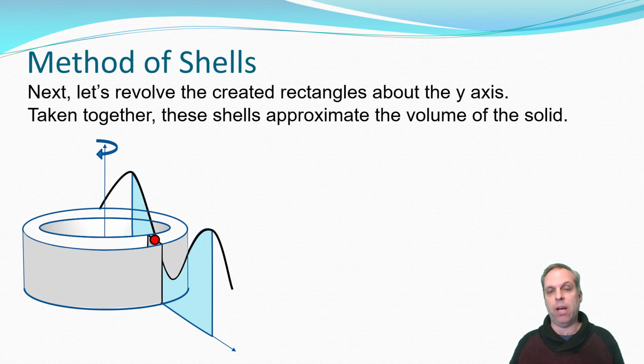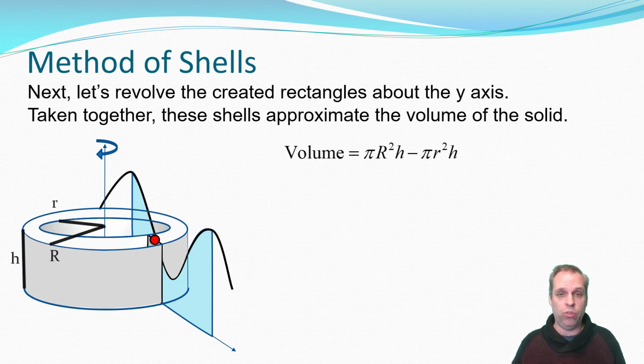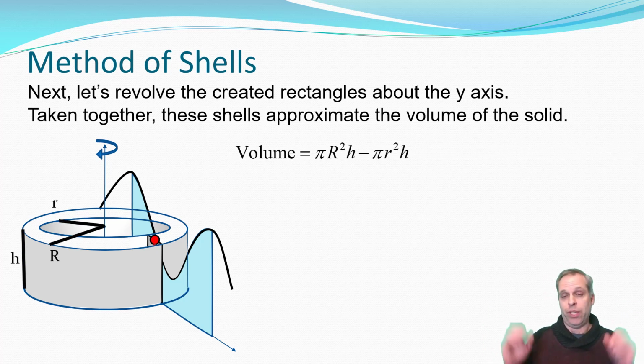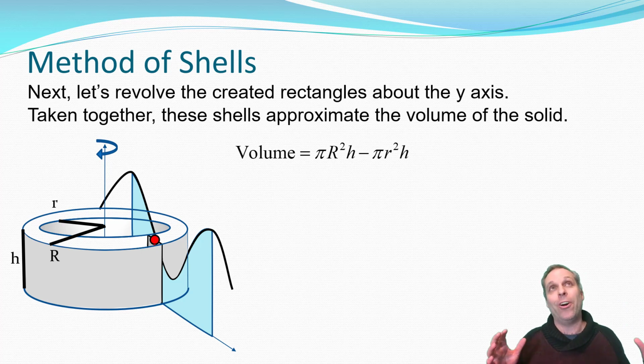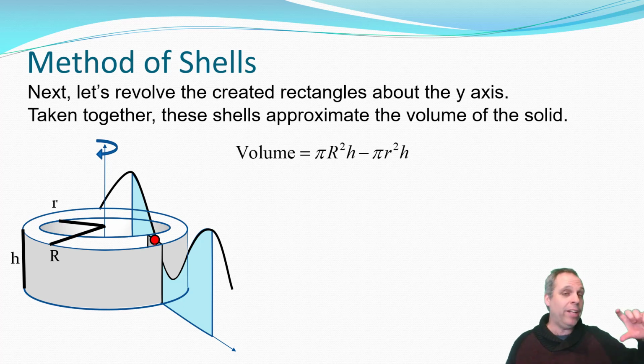But first, we need to figure out a way to find the volume of that shell. So it's just 2 cylinders where you take a larger radius and a smaller radius and then subtract those different volumes. The 2 radii are capital R and lowercase r. And the height of my shell in each of them is going to be h. So the volume is just the difference in those 2 different volumes of cylinders. Now that formula is not convenient, so let's manipulate it a little bit.